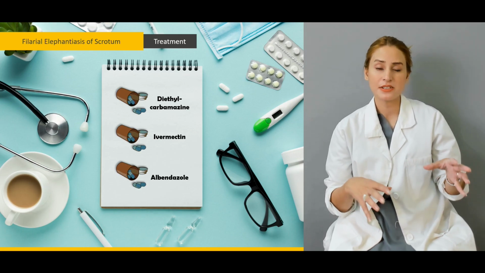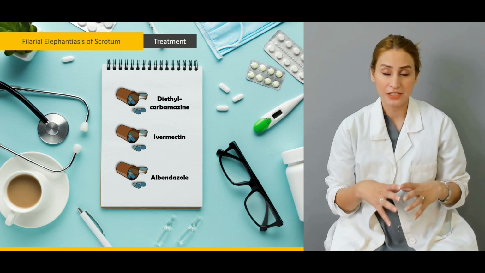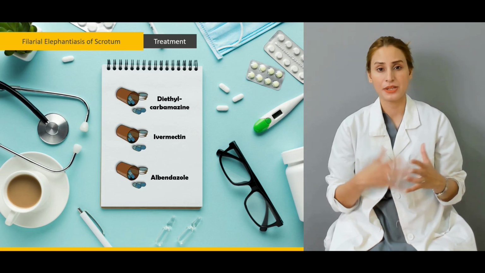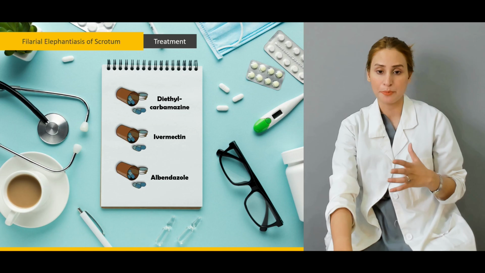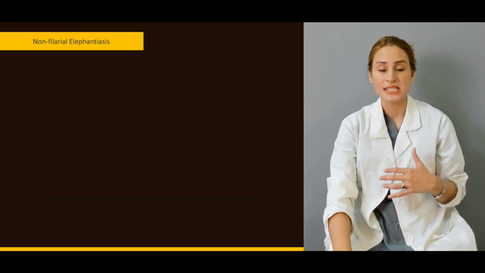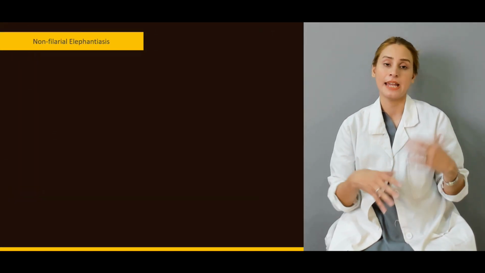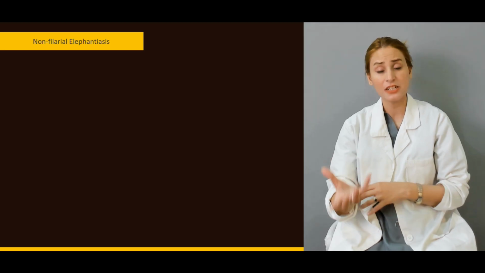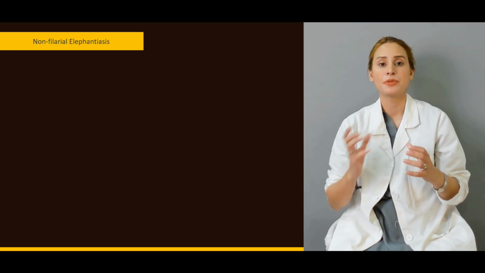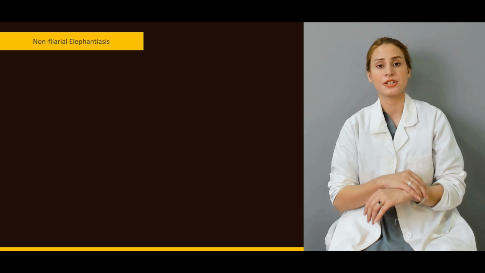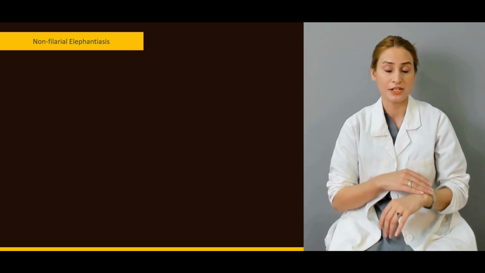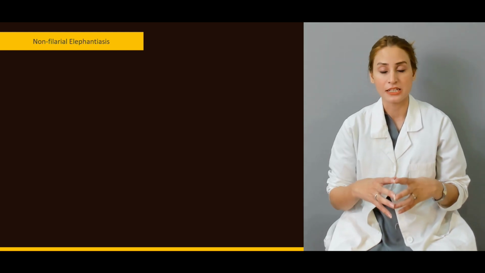So the treatment strategy for filarial elephantiasis is to put the patient on ivermectin, albendazole, or diethylcarbamazine. And ultimately, if the lesion is too large, you can put the patient on a surgical treatment regimen, like excision of the lesion.